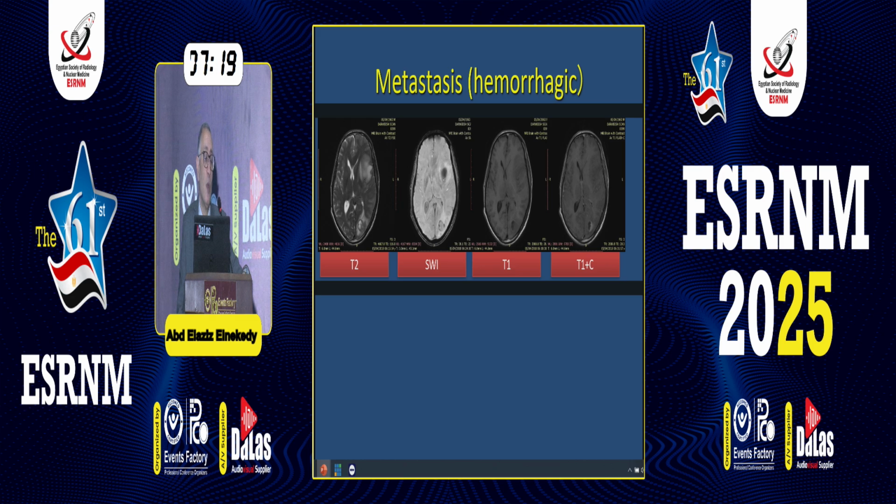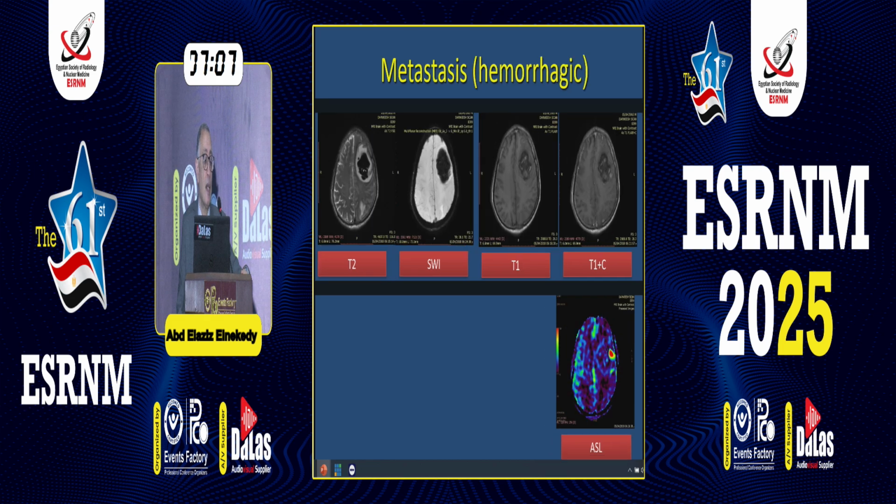And sometimes when there are hemorrhagic metastases sparing some areas which show enhancement, we can see hyperperfusion in this area, okay? This is another case of hemorrhagic metastasis, and there is only a small focus of hyper enhancement, not masked by the blood product, and it is markedly hyperperfused on ASL.